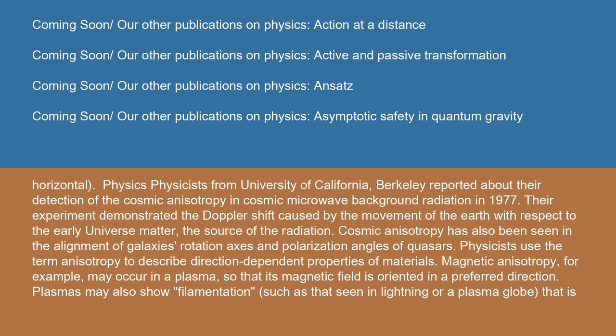Physicists use the term anisotropy to describe direction-dependent properties of materials. Magnetic anisotropy, for example, may occur in a plasma so that its magnetic field is oriented in a preferred direction. Plasmas may also show filamentation, such as that seen in lightning or a plasma globe, that is, directional.